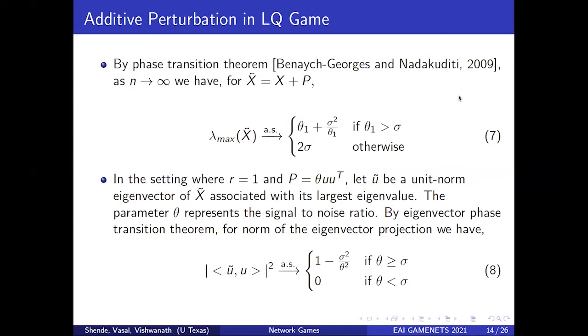We simplify this a bit to use perturbations with rank 1, so that we have the perturbation matrix as theta u u transpose, and we see this phase transition for the eigenvector as well, where we have two different states above and below this critical point of sigma for this eigenvector.